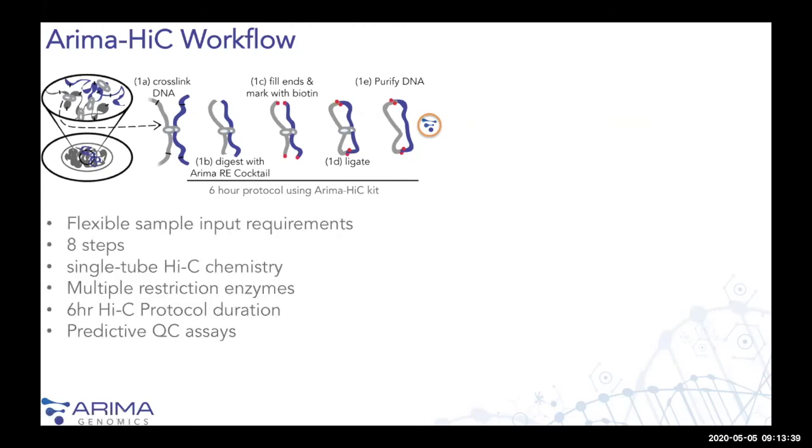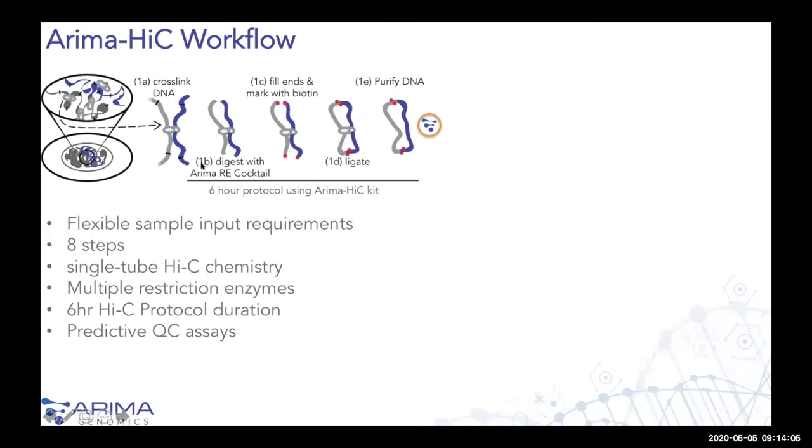Now, I think I've gone through here the sample input requirements. This whole process, which we refer to as Hi-C, is completed in 8 simple steps. The entire process happens in a single tube. You just keep piling on reagents from the minute that you lyse your cells through the final purification of DNA, which is quite nice, since there's no spinning or anything that would be susceptible to sample loss.